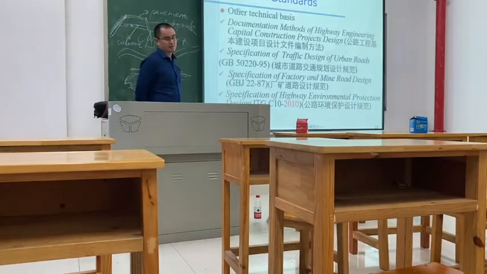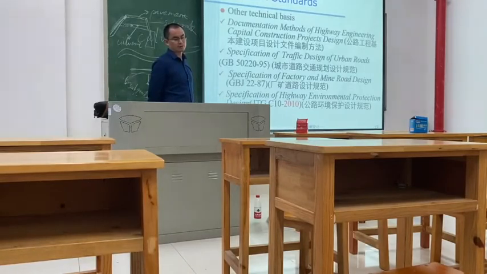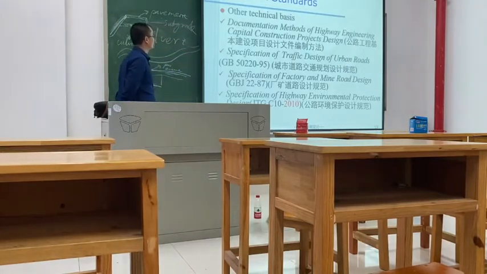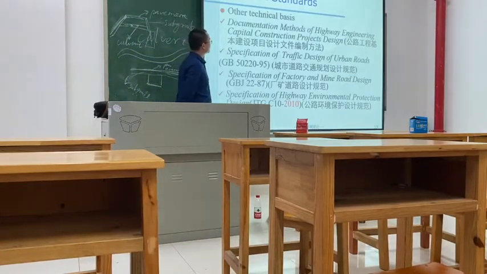Other technical basis: documentation methods of highway engineering capital construction projects design. Specification of traffic design of urban roads is called the code GB 50220-95.